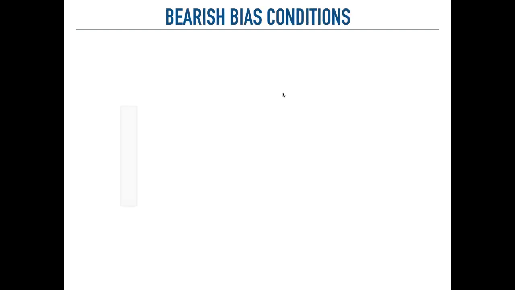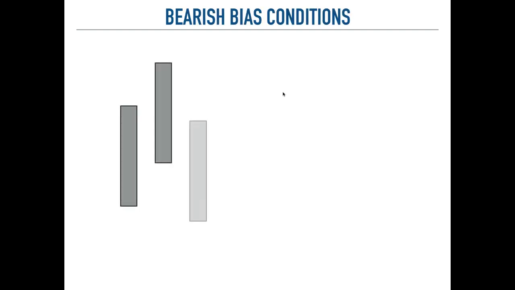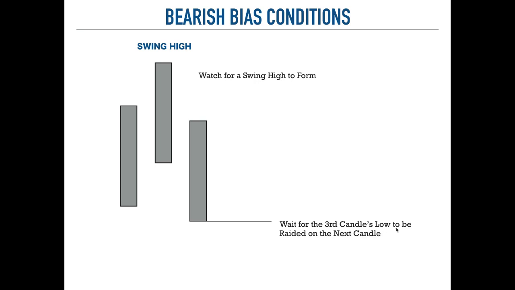Now on the flip side, for bearish bias conditions, you're going to be looking for the same thing. You have a 3-candle swing high, so you're going to watch for a swing high to form: lower high to the left, lower high to the right, and the 3rd candle's low. You're going to wait for the 3rd candle's low to be rated on the very next candle, just like that. You want to see the price go through the 3rd candle's low with the next successive candle, and once that happens, you will be in a bearish bias condition.